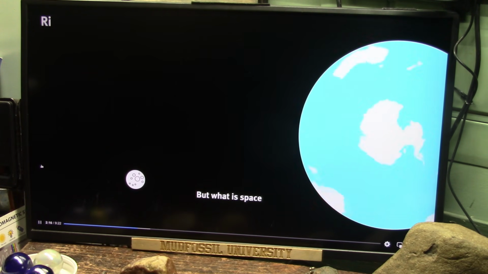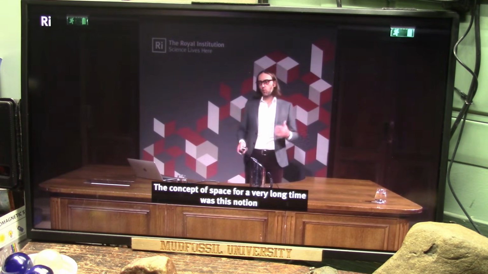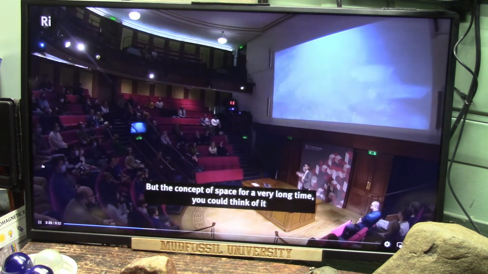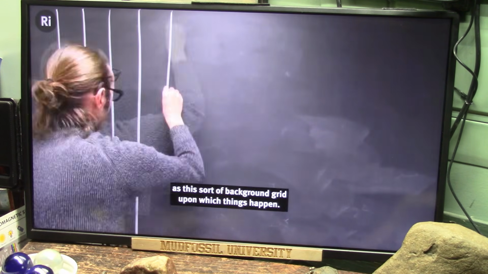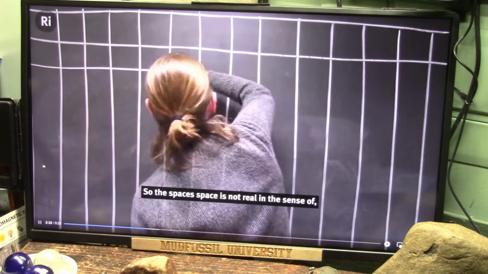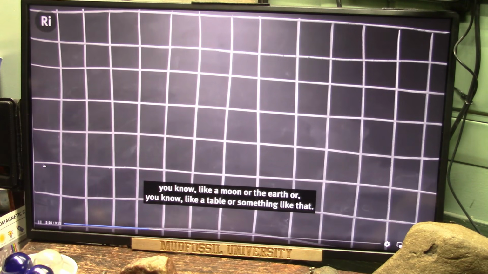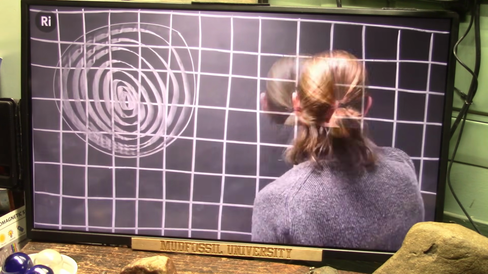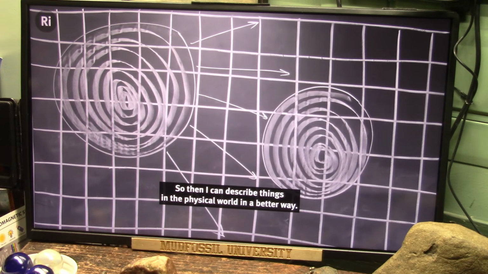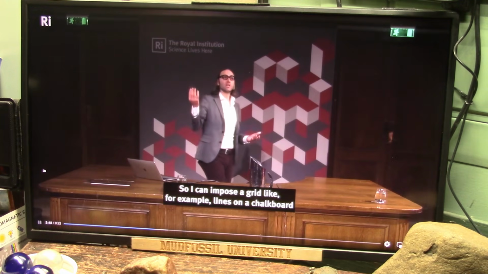But what is space? Again, the concept of space for a very long time, you could think of it as the sort of background grid upon which things happen, right? So the space is not real in the sense of a moon or the earth or a table or something like that. But if I want to, I can impose a grid upon it so that I can describe things in the physical world in a more convenient way. So I can impose a grid, like, for example, lines on a chalkboard.